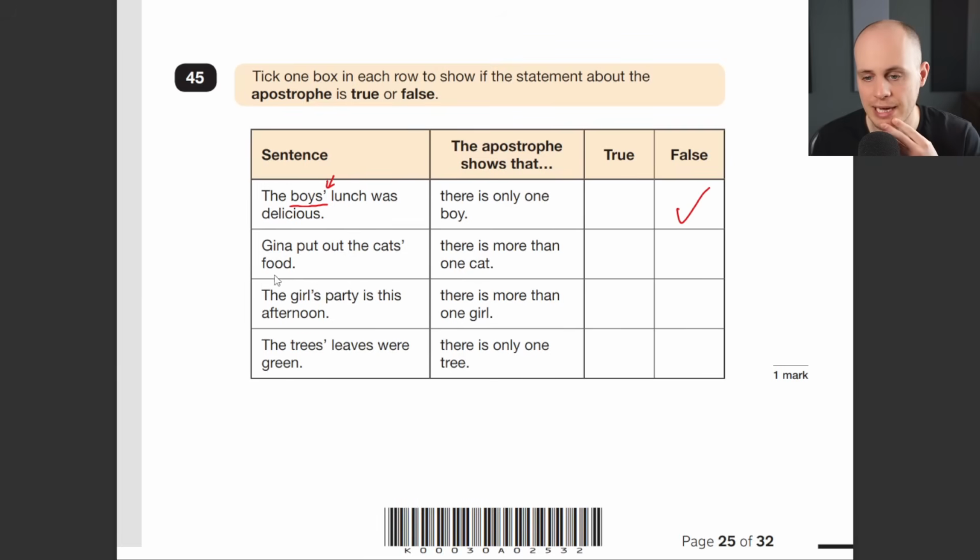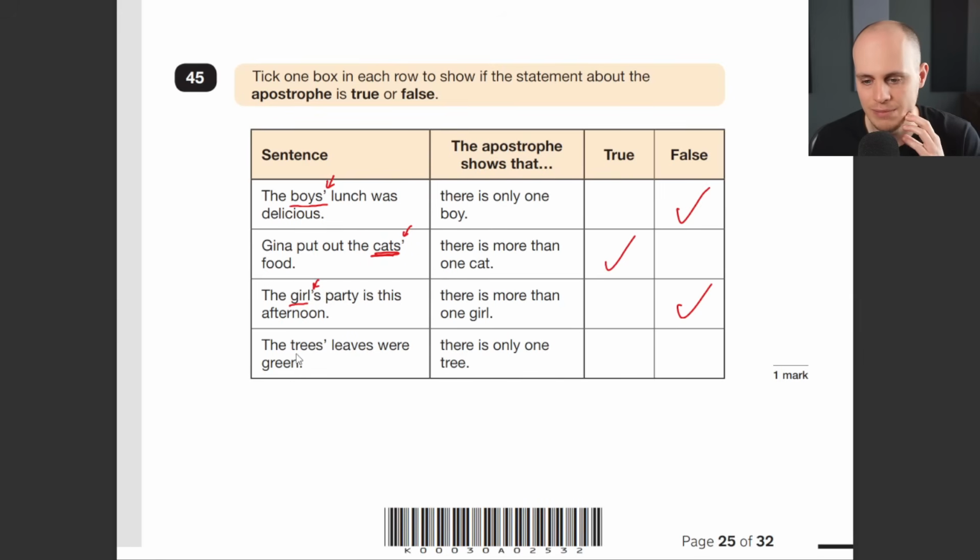Gina put out the cats' food. Again, because it's after the cats, it means there's more than one cat and the food belongs to more than one of them. There is more than one cat, true. The girl's party is this afternoon. Now we've got the apostrophe before the S on the end of the word girl. So the fact that the noun is just girl means there's one girl. There is more than one girl, false. There's one girl.